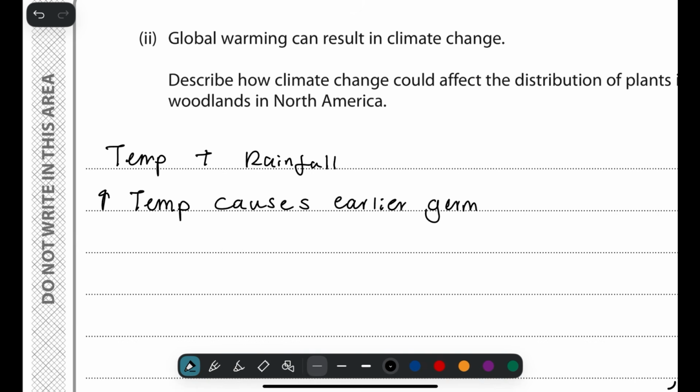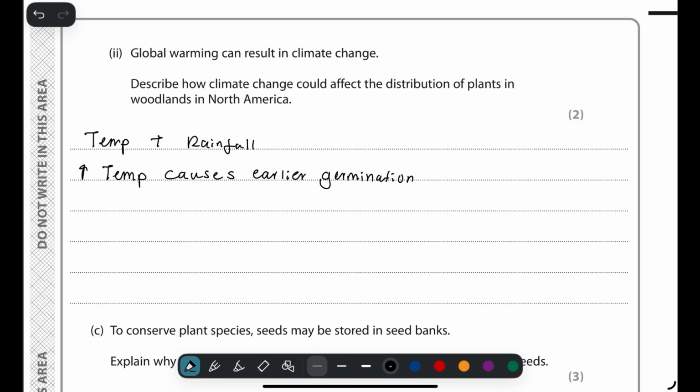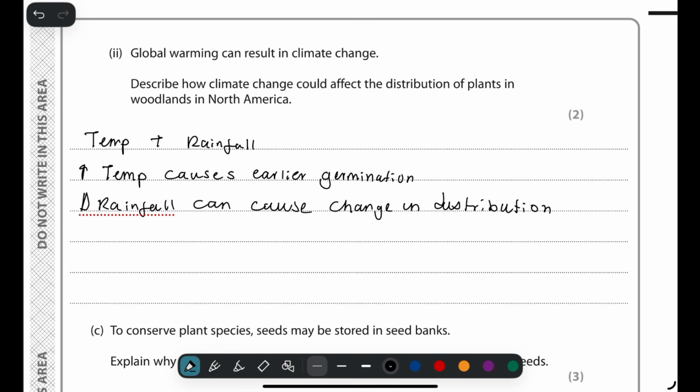And now, in terms of rainfall pattern, I would just say a general statement: change in rainfall can cause change in the plant's distribution. That sounds like a very vague point, but literally, whenever you have climate change, they want you to talk about temperature and rainfall. Definitely.